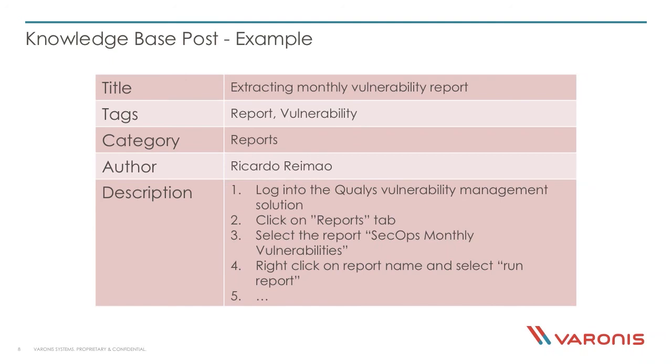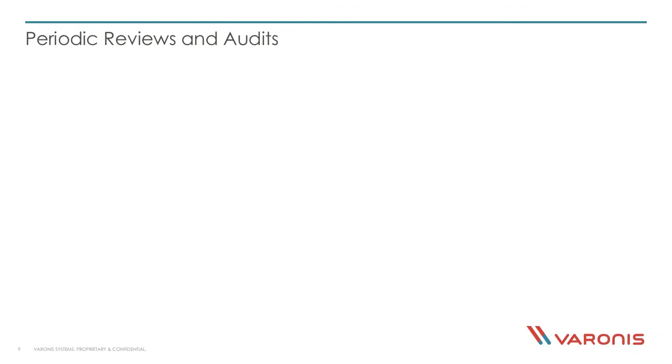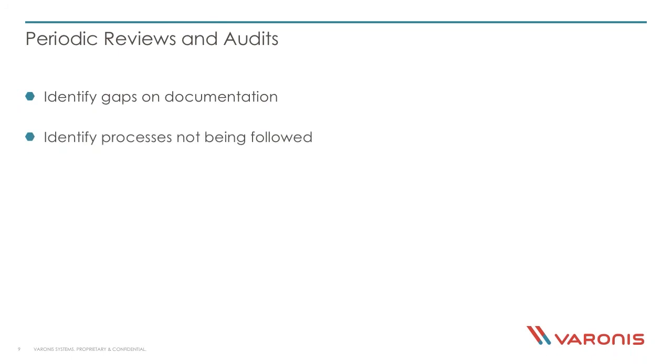Keep in mind that the knowledge base posts are more adequate for non-critical tasks, such as extracting reports and doing small changes. If it is a critical task, such as ransomware incident response, for example, then you should write an incident procedure. Internal periodic reviews and external audits are very important to identify gaps in documentation as well as gaps in processes. The idea is to have an external pair of eyes looking at the security team and their daily activities to identify which processes are not being followed, as well as identify what could be improved.